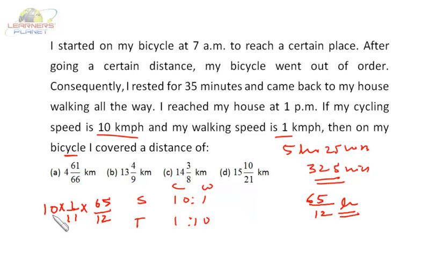So it's 10 into 1 by 11 into 65 by 12. It is something around 650 by 132, okay. So we cannot get the answer in 2 digits. So it must be obviously this, okay. So I hope you are clear. It's just a simple relationship of speed and time. And we know that the speed is inversely proportional to the time. If speed ratio is 10:1, then the timing ratio will be 1:10, okay.